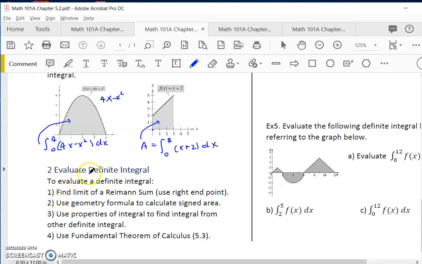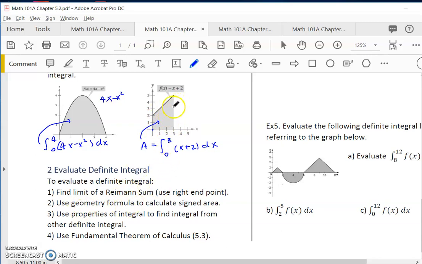The second way to calculate this, the definite integral of f of x dx from a to b, is to use a geometry formula. Suppose just like this one. If you look at this area, although you can write it this way, actually it is a trapezoid. You can actually calculate it, right? So you can calculate the area by geometric formula.